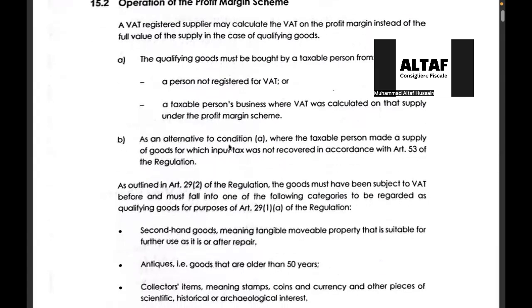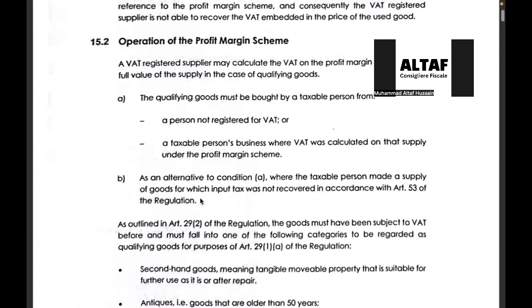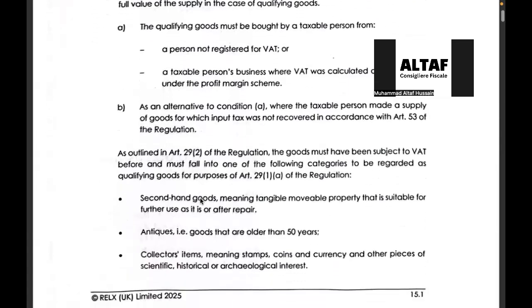As an alternative to condition A, which is the two categories, the goods may be those where the taxable person made a supply of goods for which input tax was not recovered in accordance with Article 53 of the regulation. So that is also possible where a taxable person made a supply of goods for which input tax was not recovered in accordance with Article 53 of the regulation. So any goods that was purchased from a non-registered person.